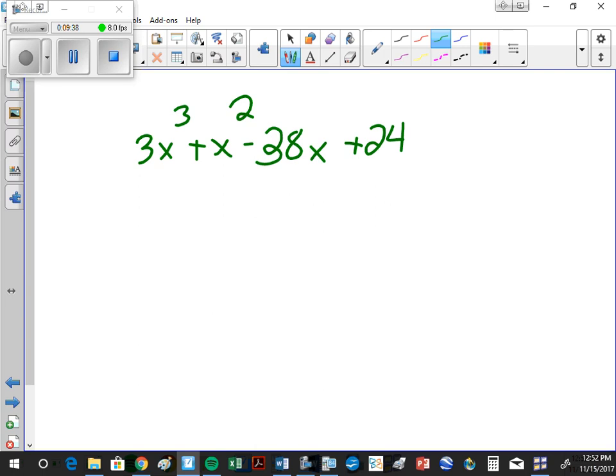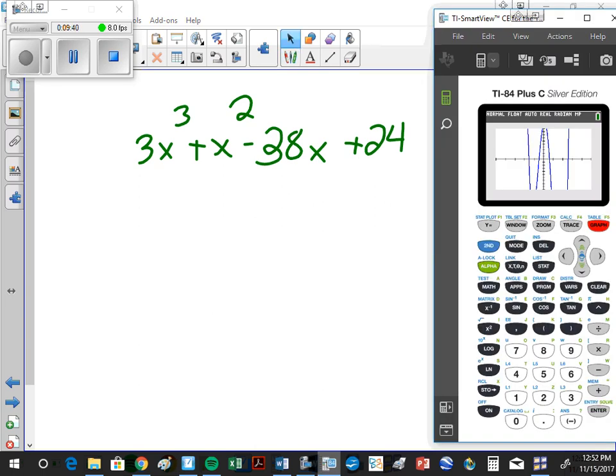Graph it. The best guess is going to be given if you graph. So 3x to the 3rd plus x squared minus 38x plus 24. And then we look. It looks like negative 4 and 3 both work. So let's try negative 4.